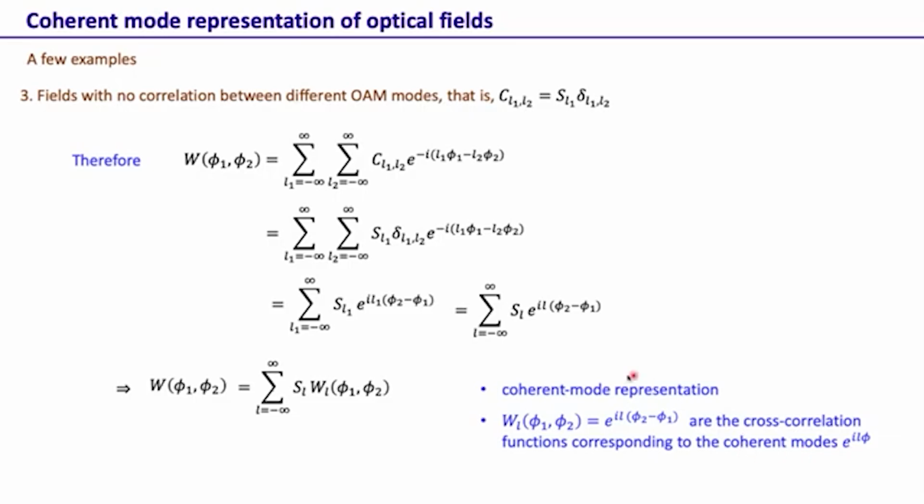Okay, so these are the few examples we looked at. Again, what we have seen is that in these cases we get the coherent mode representation. In general, of course, finding the coherent mode representation of a general partially coherent field is a slightly involved mathematical problem, but here we had already looked at these fields, so we do see how their coherent mode representation looks.